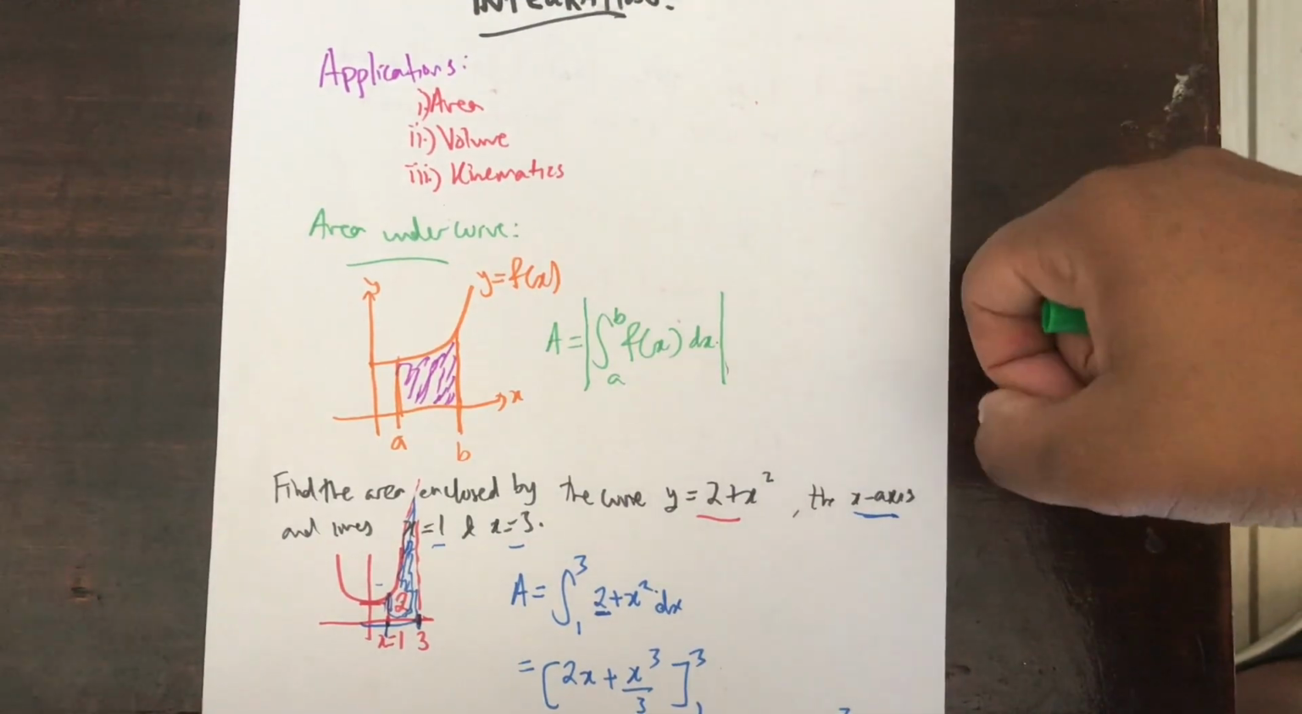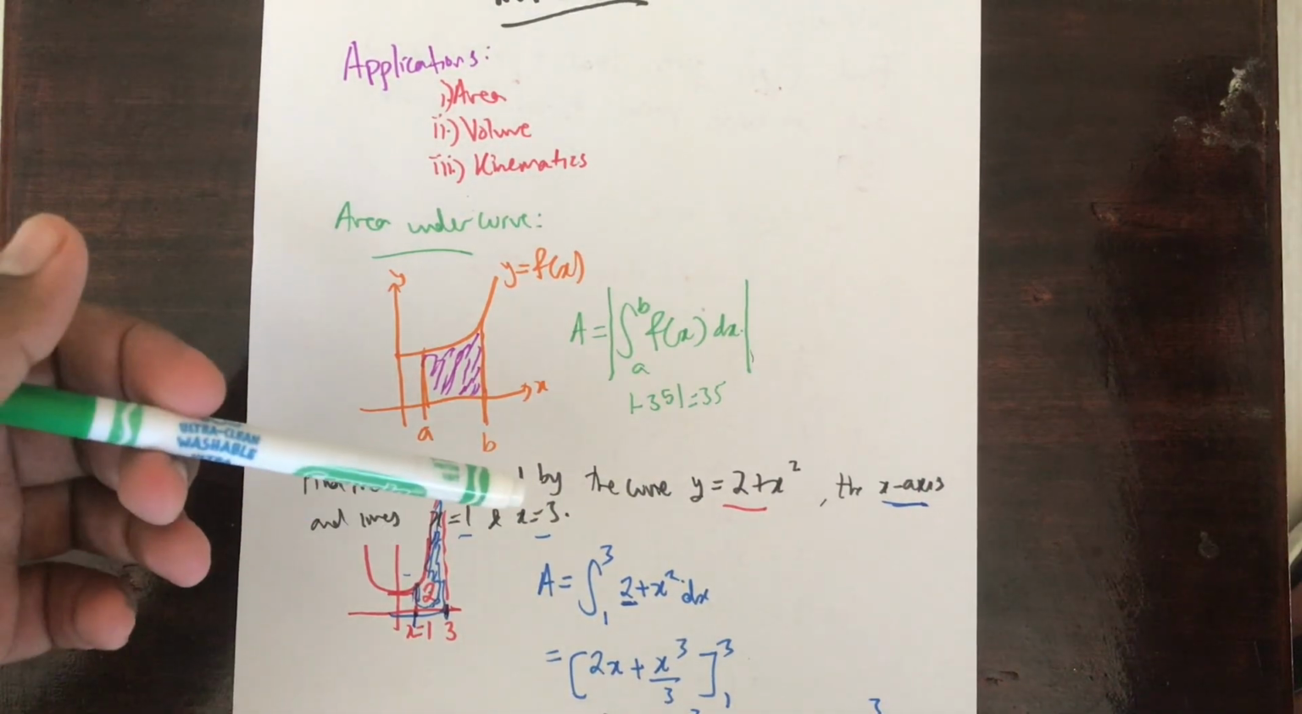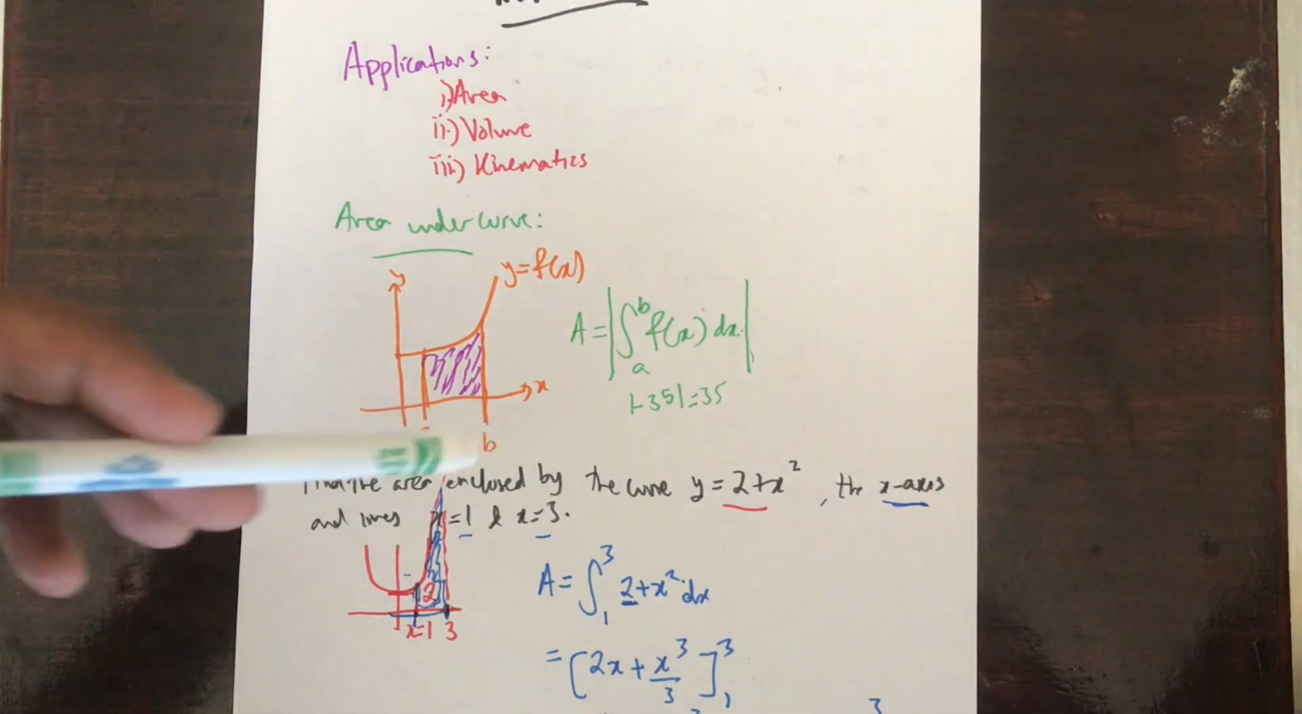Note that the area is the absolute value of the function. So if you get something like minus 35 units, just make it positive 35 units. That will be your area. Hence, take the modulus of your answer.